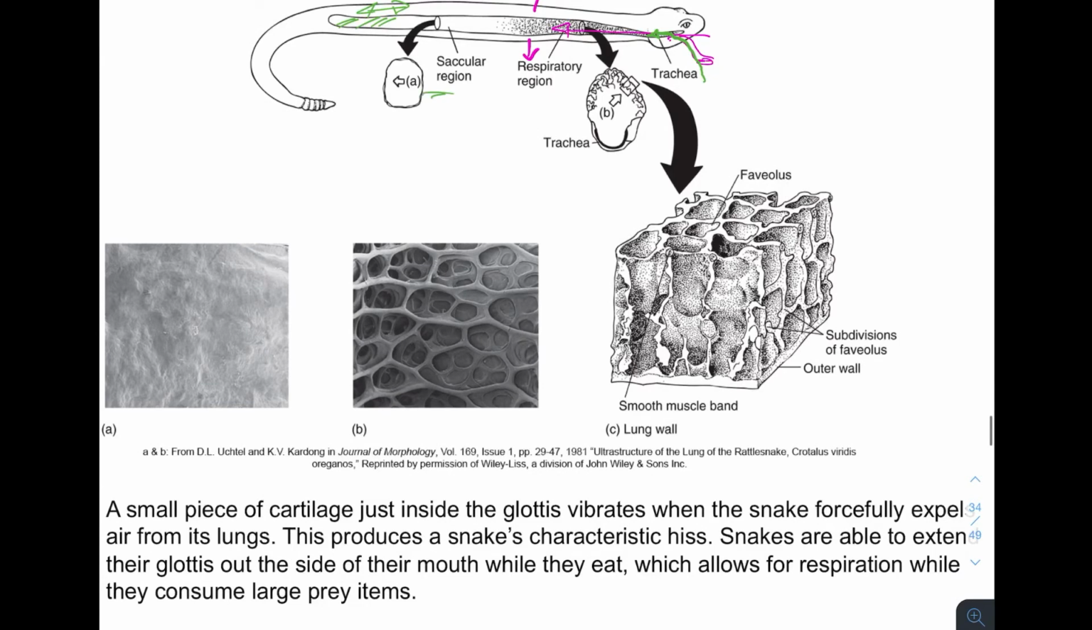And this saccular region is what takes over for the changing of pressure to still ventilate the lungs. Now in this case, because we are reptile, we still have these faveoli. And notice that there is no dead end to them. Air can go from one faveolus to the next. And that's what happens.